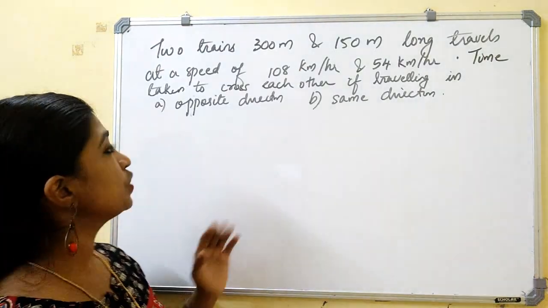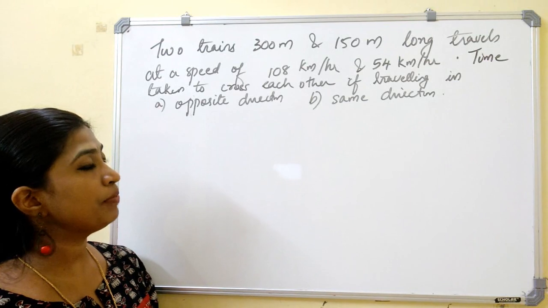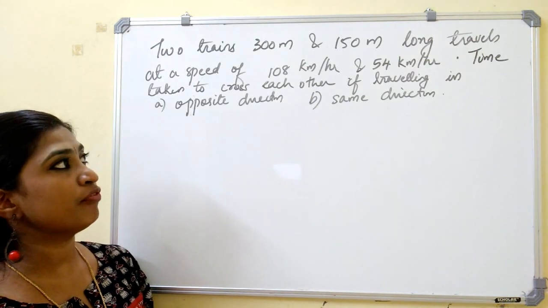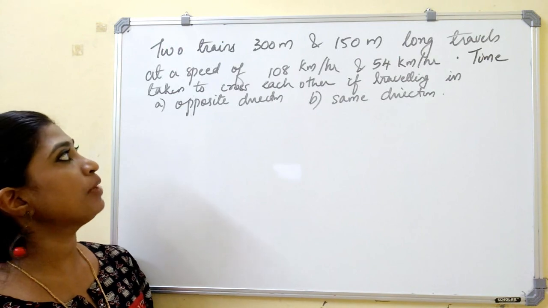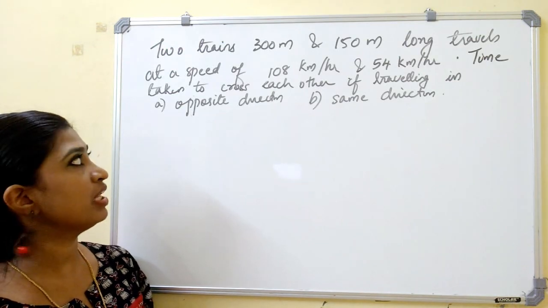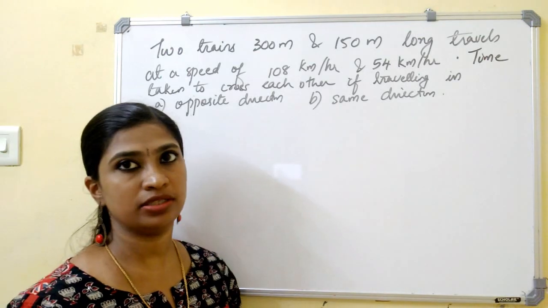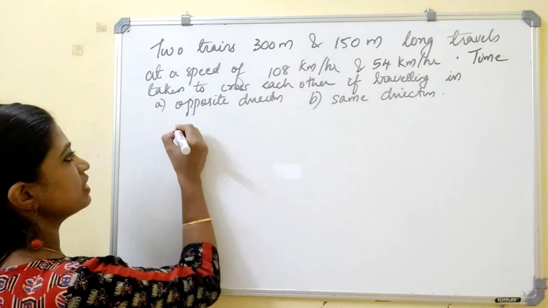This is a question. Two trains 300 meter and 150 meter long travel at a speed of 108 km per hour and 54 km per hour. Time taken to cross each other if they are traveling in the first case opposite direction, second case same direction. So we can do the first case.